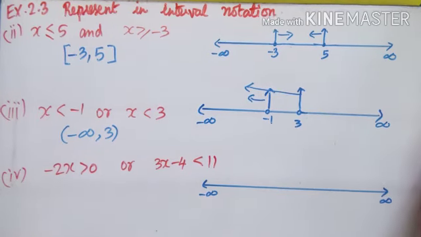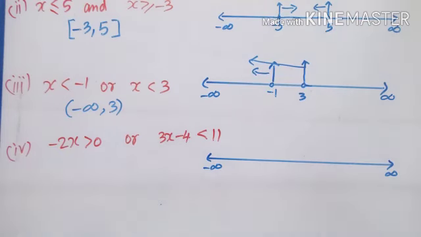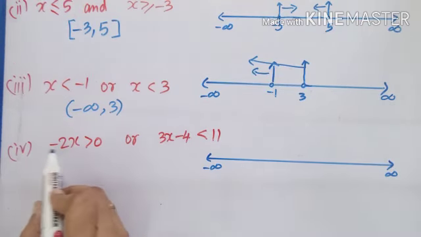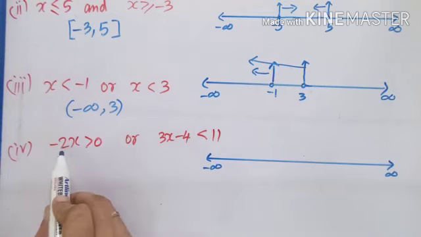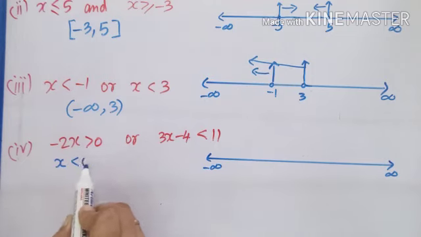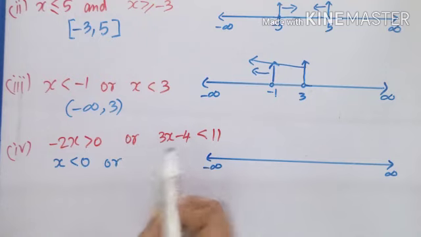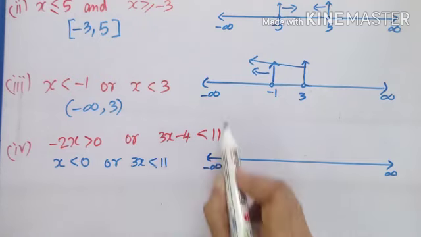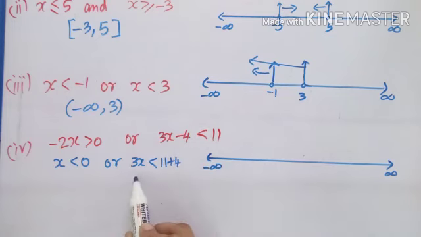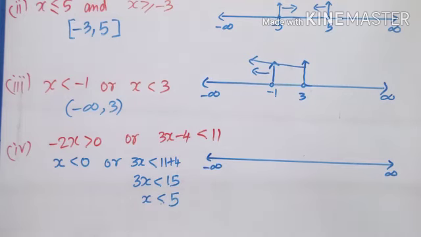Fourth question. We have -2x greater than 0. First of all, the negative symbol is not allowed. So whenever I divide or multiply by a minus sign, the inequality reverses. So this becomes x less than 0. Or simplify this: 3x less than 11 minus 4, so -4 will go as +4, and I get 3x less than 15, or x less than 5. So how many things do I get now? x less than 0, x less than 5.